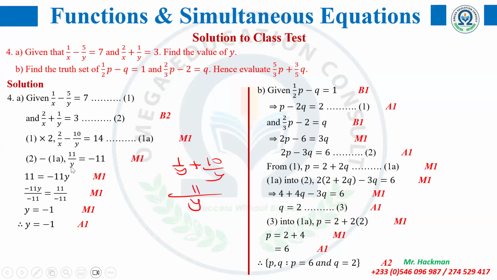Okay, so in that case, I know my y term will be 11 over y. And it's equal to, we said, equation 2 minus equation 1. So it will be 3 minus what? 14. So that will give us minus 11. So now you cross multiply, then what? You solve for what? Your y. So you divide by negative 11. In this case, we are going to get y to be equal to minus 1. So you draw your conclusion for y.